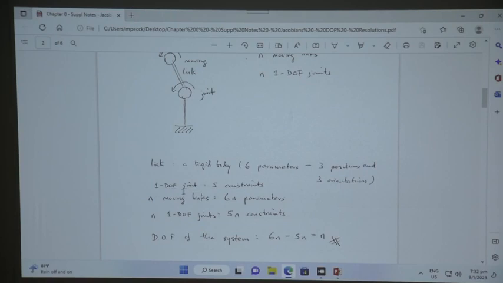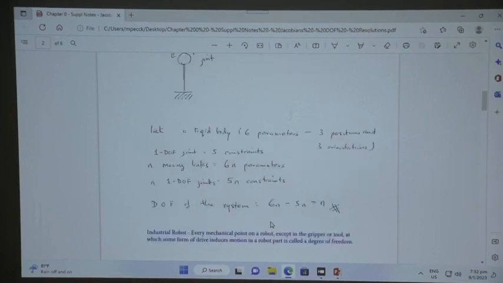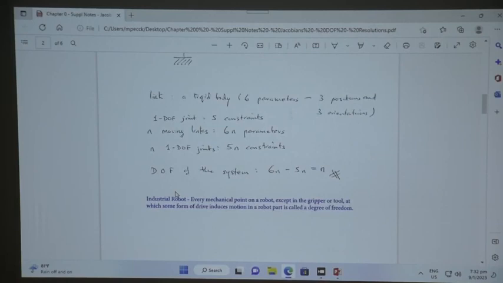So a 1 degree of freedom joint will have 5 constraints. So when you have M moving links, you will have 6M parameters, and with M one degree of freedom joints, you will have 5M constraints. So the degree of freedom of the system will be 6M minus 5M, which is equal to M. Okay. So degree of freedom is important. So you need to know them well.